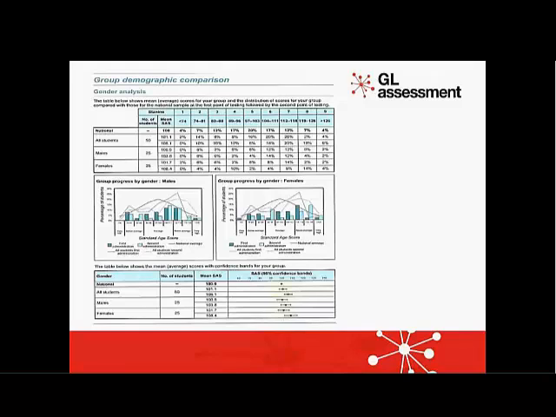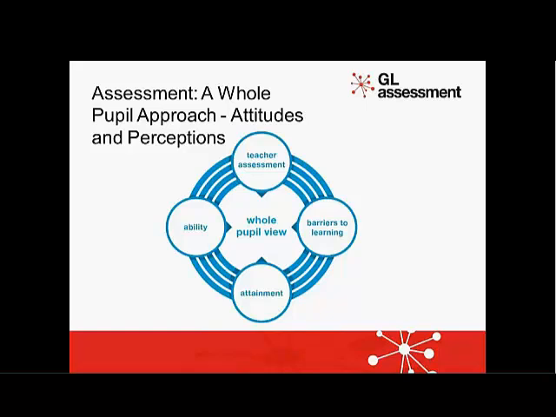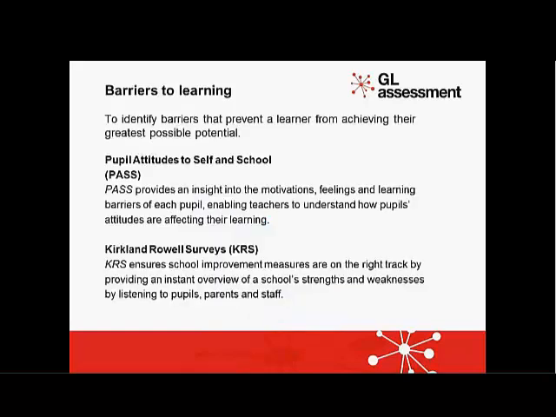I mentioned that there are non-directly educational ones, and I want to talk about attitudes and perceptions in these barriers to learning. Quite often, the barriers may be brought in, portrayed, should I say, in terms of the attitudes that children bring into school with them. We have an assessment called Pupil Attitudes to Self and School, which we call PASS, and that really gets down to understanding what's going on in a young person's head. And that, together with the Kirkland-Rowell surveys that you have, will give you more in terms of what's going on in the school. Let me look at both of those individually just for a moment.